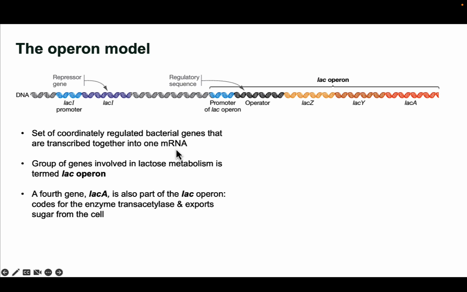So that's what I mean by an operon, and they're processed later into separate proteins. The group of genes involved in lactose metabolism is termed the LAC operon. And we talk about this LAC operon all the time because it's a great model for gene expression and how we know how a lot of genes are regulated.